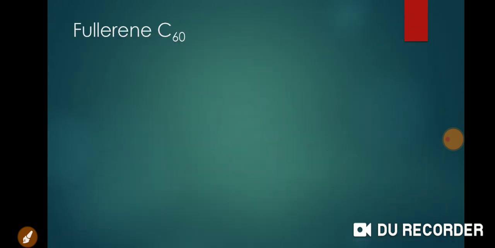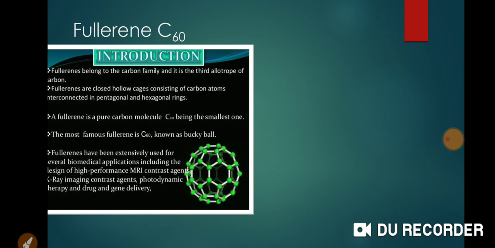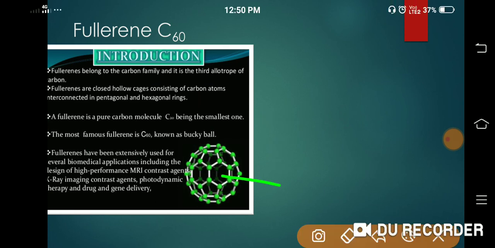Then the last part of today's lecture of this video is the fullerene system, that is C60. It is an allotrope of carbon, the third allotrope of carbon; the other two allotropes are diamond and graphite. Fullerenes are closed hollow cages consisting of carbon atoms interconnected in pentagonal and hexagonal rings. We can see here a hexagonal ring connected to a pentagonal ring.